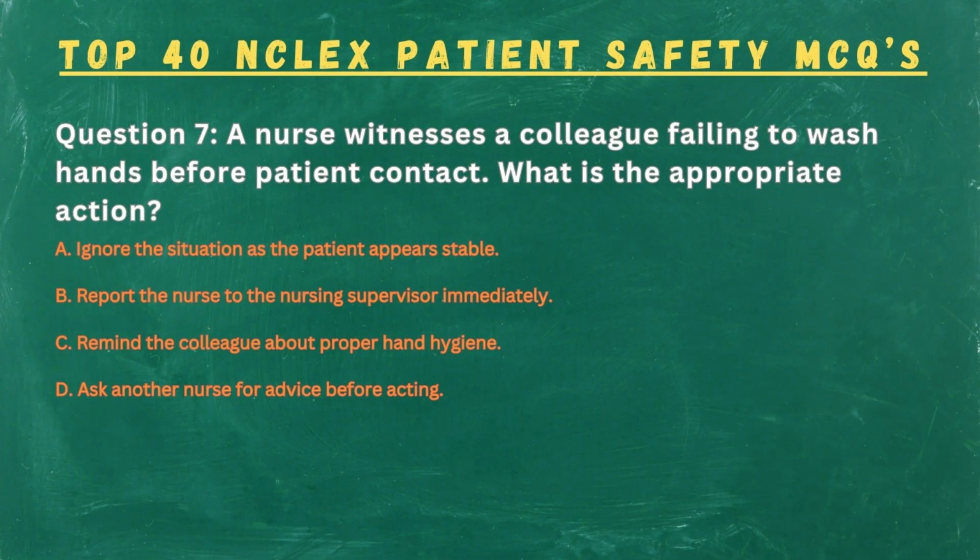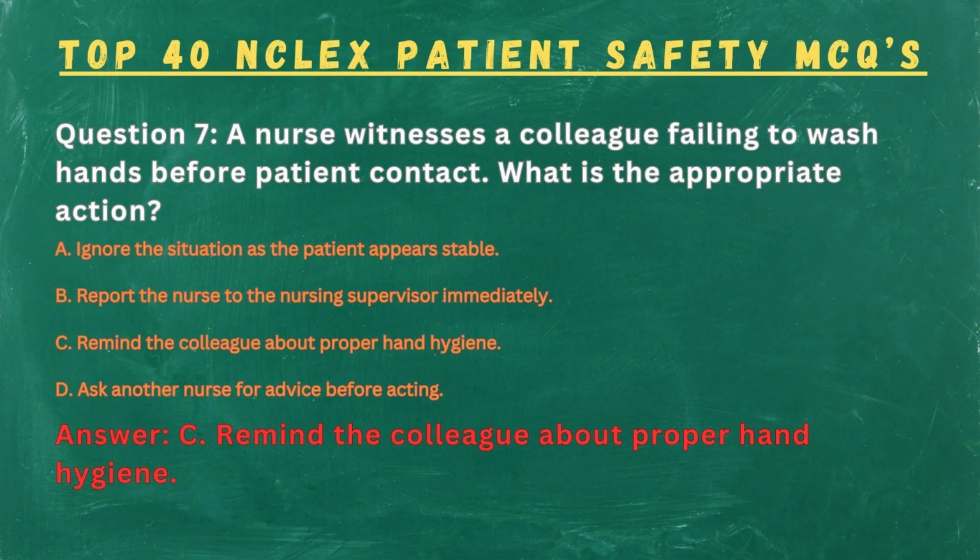Question 7. A nurse witnesses a colleague failing to wash hands before patient contact. What is the appropriate action? A. Ignore the situation as the patient appears stable. B. Report the nurse to the nursing supervisor immediately. C. Remind the colleague about proper hand hygiene. D. Ask another nurse for advice before acting. Answer. C. Remind the colleague about proper hand hygiene.